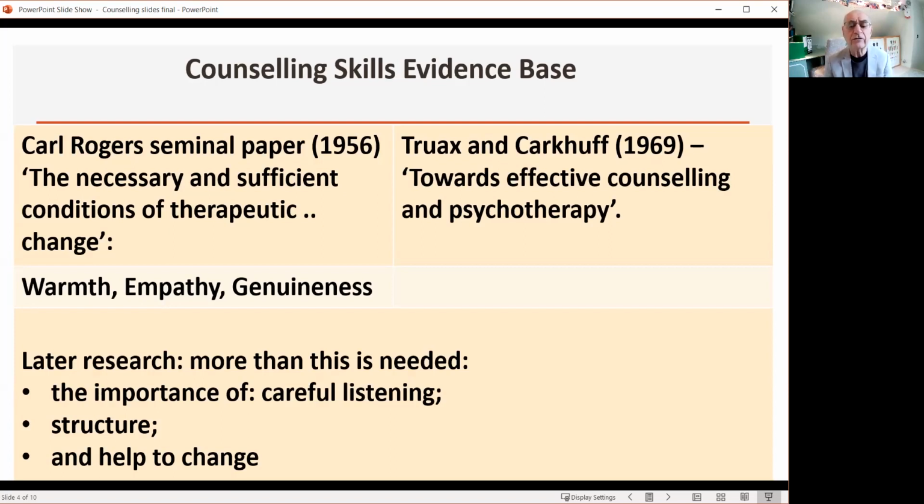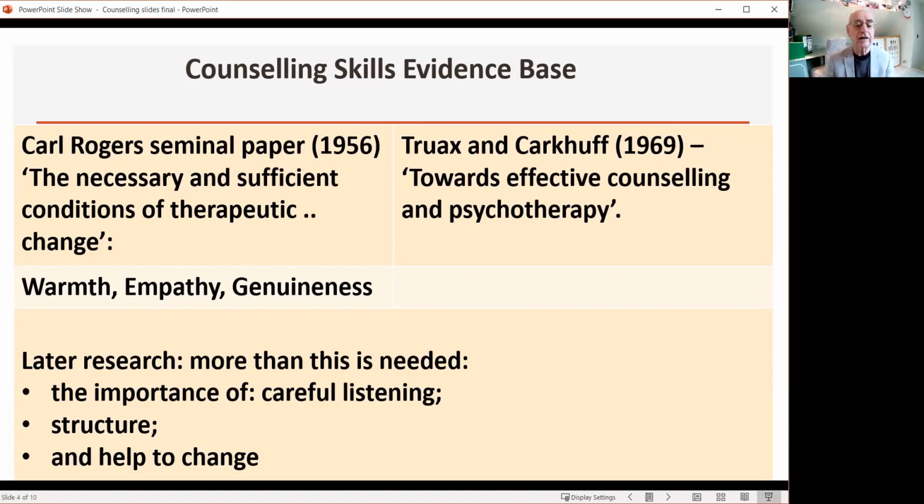And this idea generated a lot of research. And some 13 years later, in 1969, two psychologists published a large-scale review of that evidence, and they essentially agreed with Rogers. Effective counselling and psychotherapy revolved around warmth, empathy, and genuineness. In fact, of course, later research has suggested that although in some cases this is enough, often more is needed.